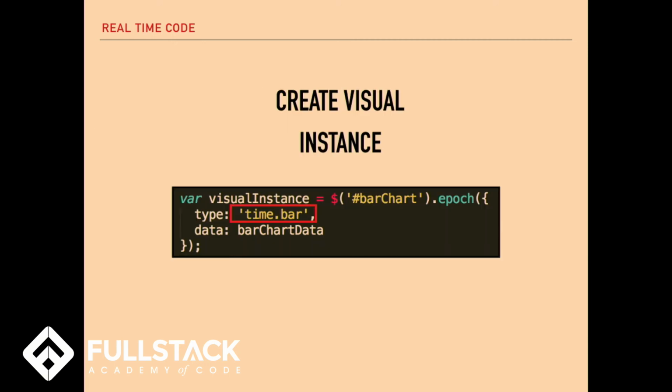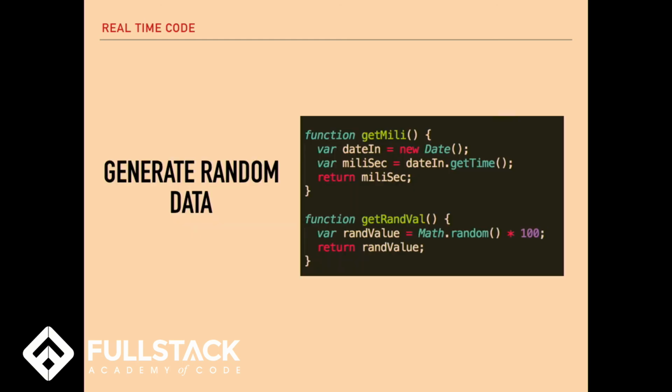And then I create my actual instance. Again, I select my container. I call the epoch method. And then instead of this time just having a general type, I have a type time.bar, so it's a bar chart, but in real time. And then I have my original starting data, which I just discussed.